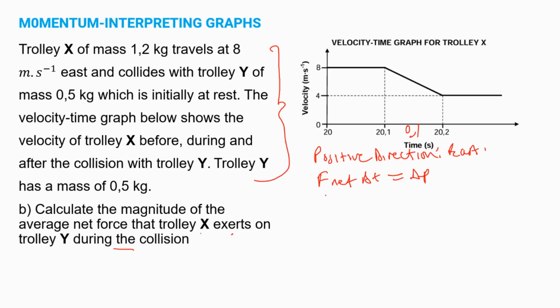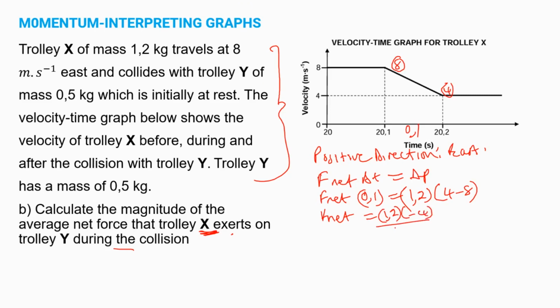So now we substitute what we have. F net times 0,1 is equal to change in momentum. Change in momentum is mass of x, which is 1 comma 2, times change in velocity, final velocity 4 minus 8, because here is 4, here is 8 meters per second. And then what do you get? F net is equal to 1 comma 2 times negative 4 over 0 comma 1, which is negative 48 newtons. So now F net is equal to 48 newtons west.